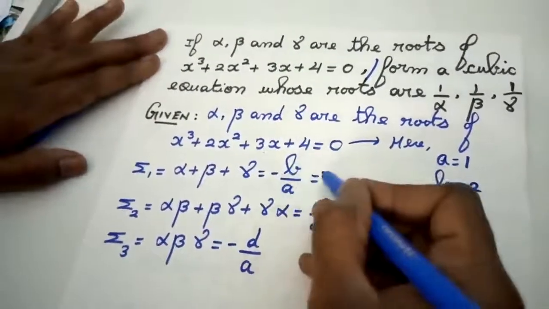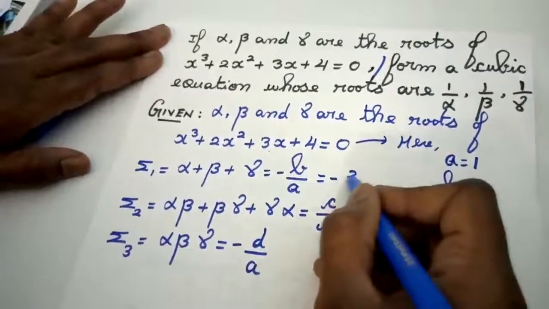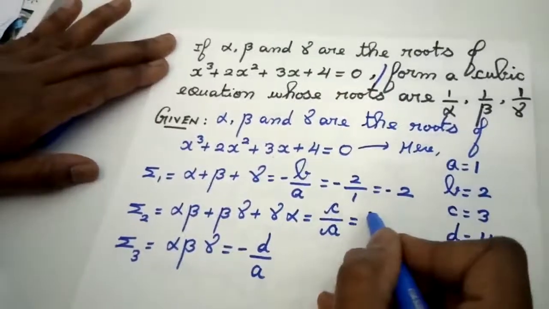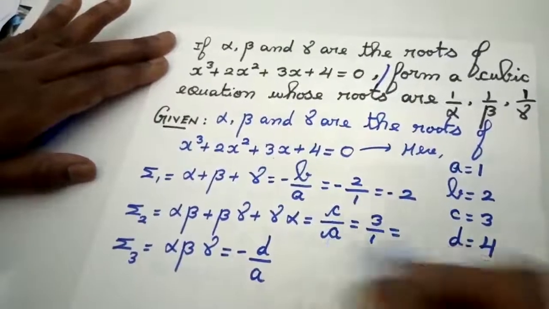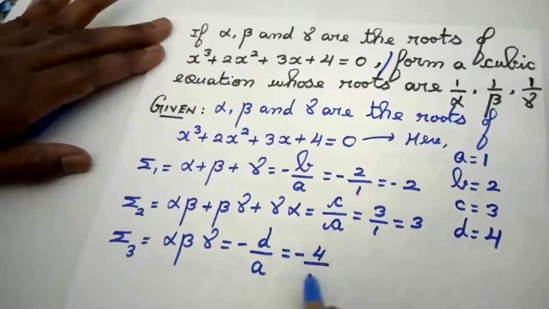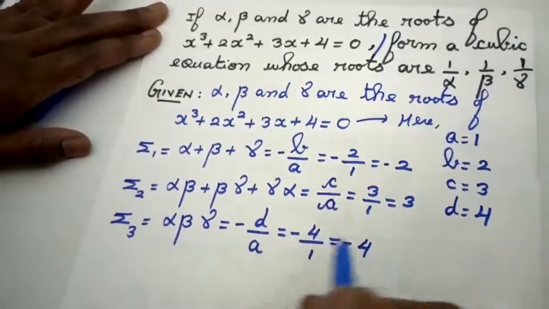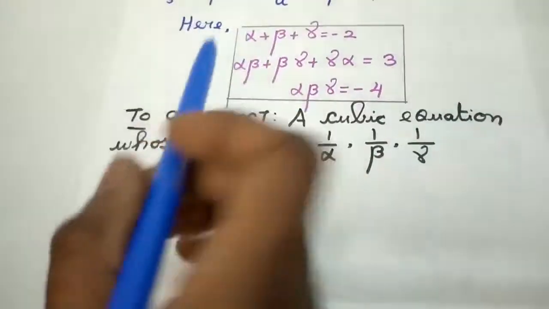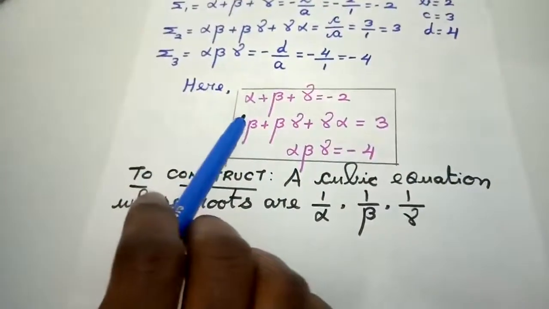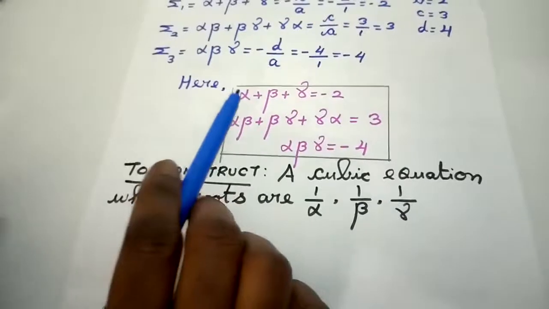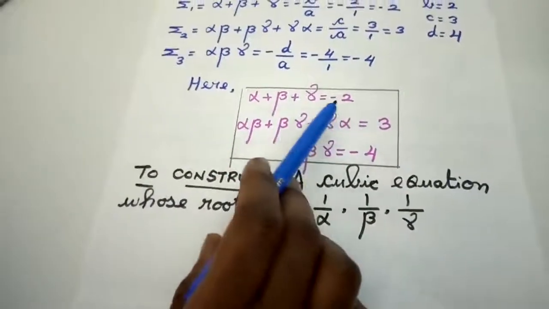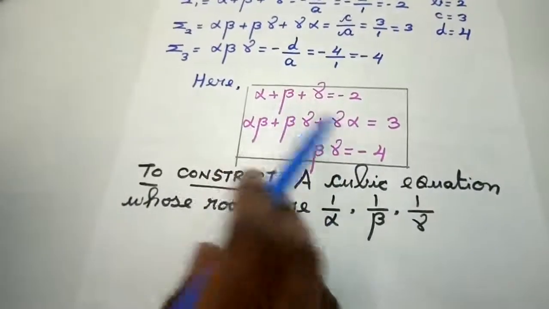Coming to minus b by a, what is the value for b? 2 by 1. A is 1, so you will get the answer as minus 2. Coming to c, 3 by 1, you will get the value 3. D, minus 4. The value for a is 1, that is minus 4. Here, summation 1, summation 2 and summation 3, we found the values, students. Instead of summation 1, 2 and 3, I am writing those values, that is alpha plus beta plus gamma, and so on. I am writing only the values I am getting here.